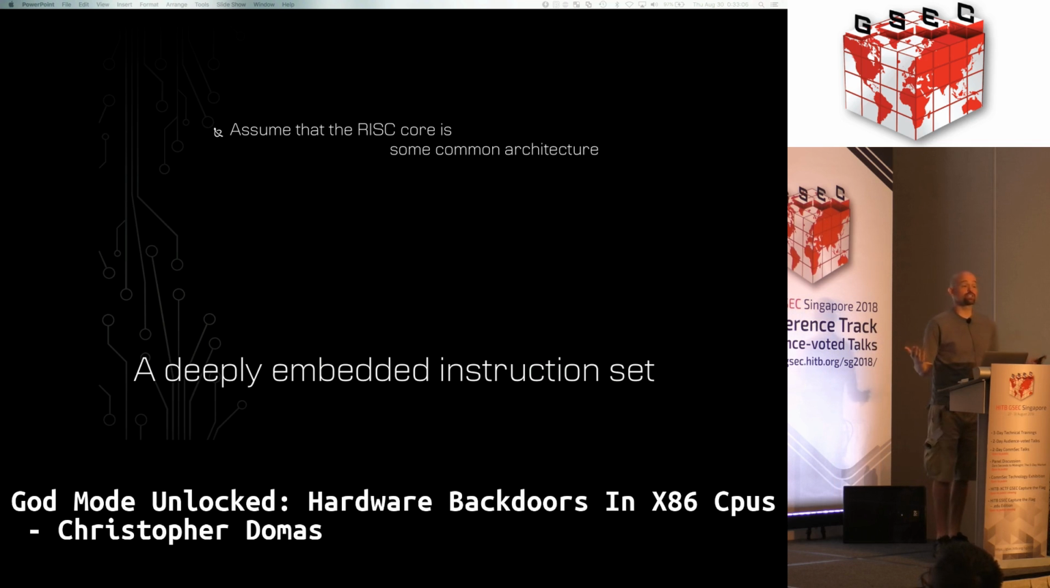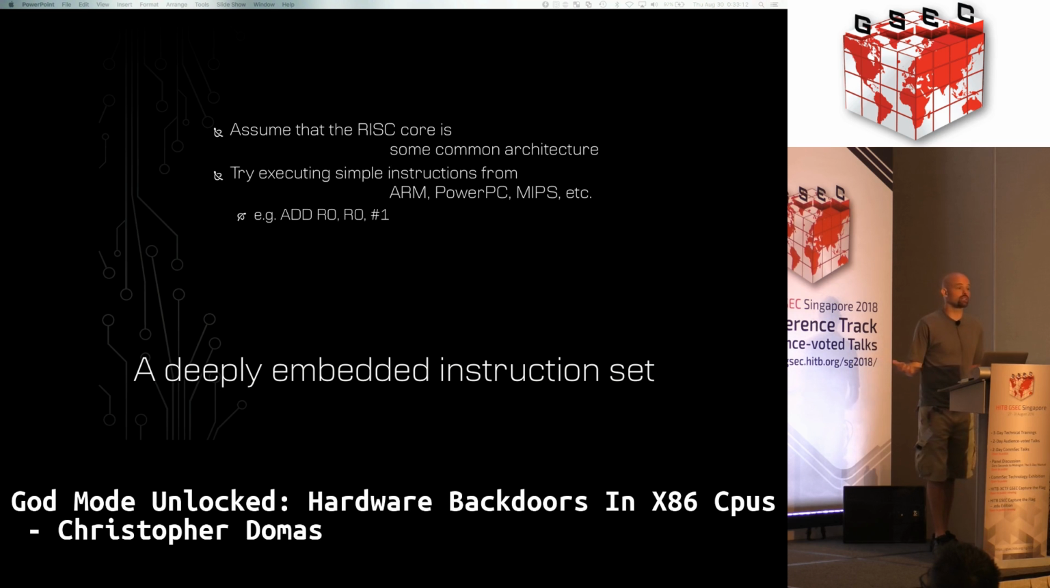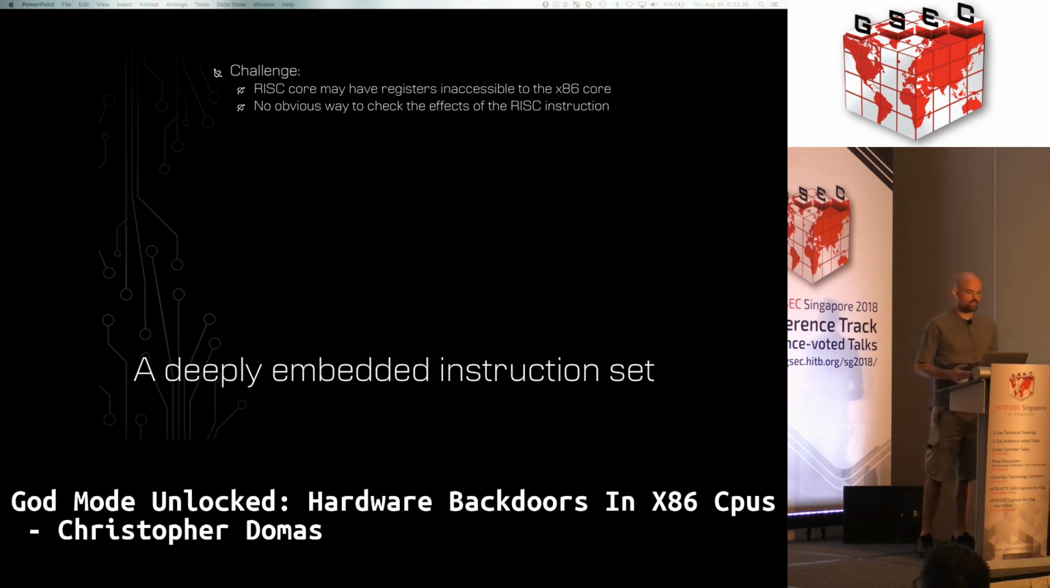So an obvious first step is to assume that this RISC core is just some sort of common architecture. It doesn't really make sense to reinvent the wheel. So I assumed going in that this was just going to be ARM or PowerPC or MIPS or something like that. So we can basically just try to generate instructions in some common RISC architecture and try to execute them on the RISC core and see what happens. So for example, if I wanted to see, hey, is this an ARM core? I could generate a very simple ARM instruction like add 1 to R0 and try to execute that and see what happens.